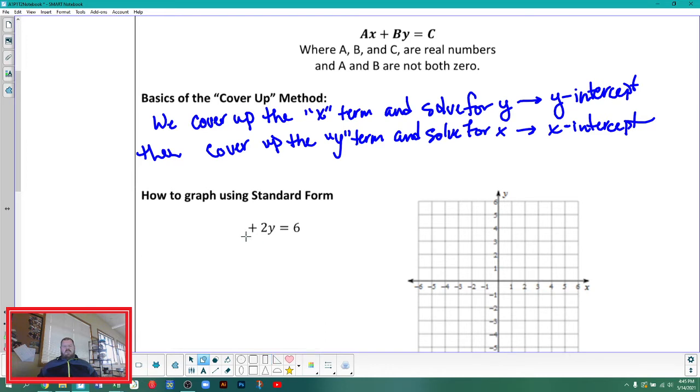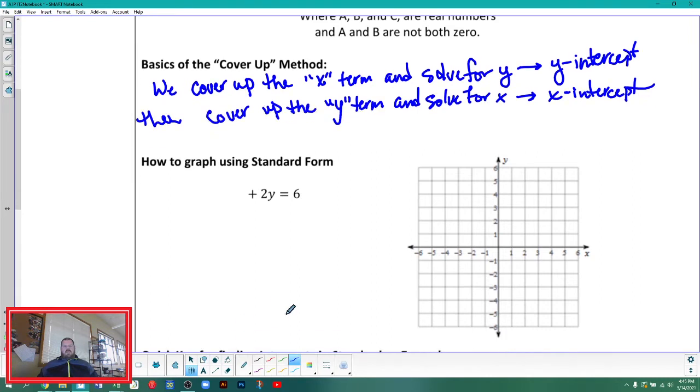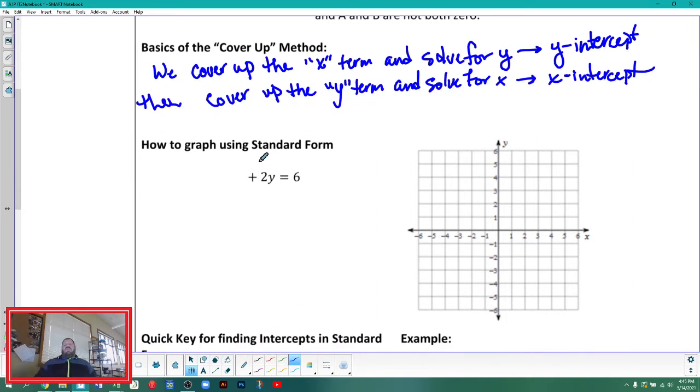So on here, I like to use a little trick where I'm going to cover up the x term. Okay, so I'm going to cover up that x term and I get 2y equals 6. And I'm just going to rewrite that because I don't want to mess it up. But I'm going to divide both sides by 2 to solve this for y. And we get y equals 3. Now that tells me that that is my y-intercept. Positive 3.